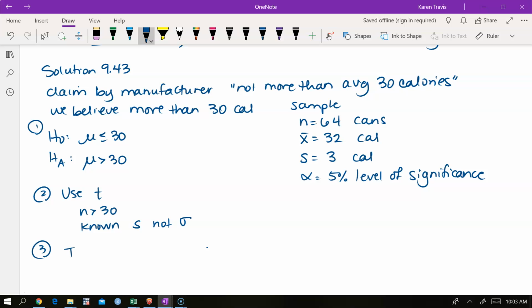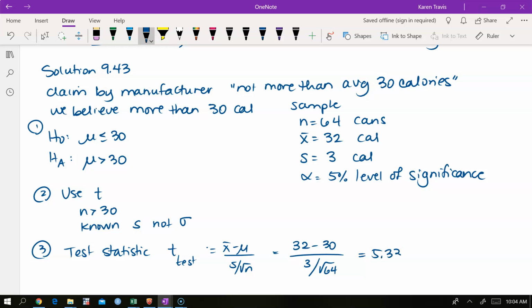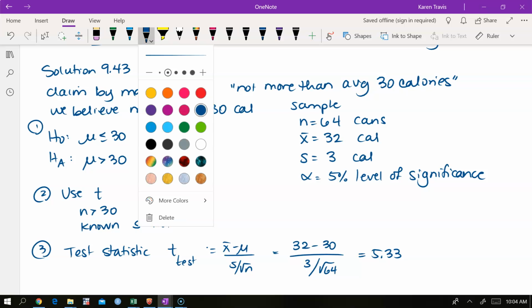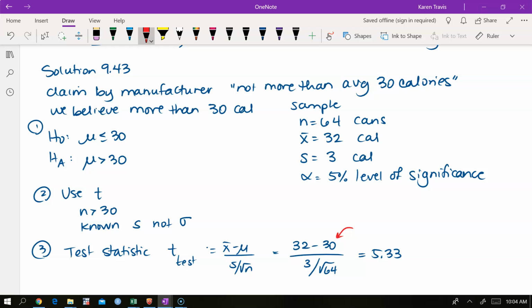Our third step will create the test statistic, and it's going to be t-test because we are using T. And when we plug in 32 minus 30 over 3 over square root of 64, we're going to get, as our t-test, 5.33. Notice that this was 30 because it has to match with what came out of the hypothesis.